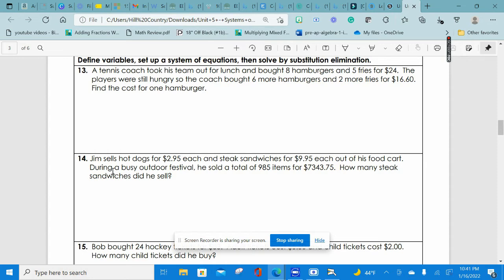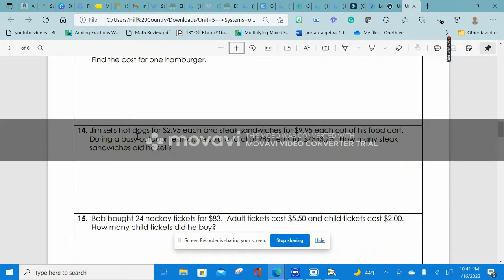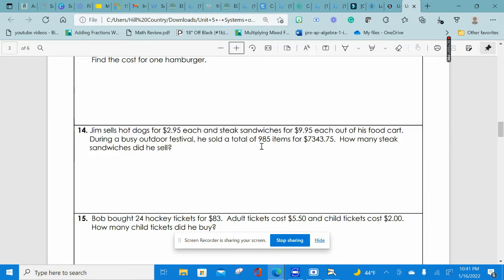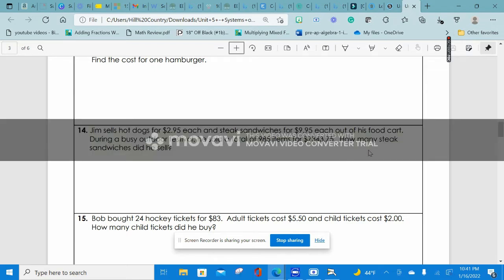Okay, so let's look at 14. Jim sells hot dogs for $2.95 each, and he does steak sandwiches for $9.95 each out of his cart. During a busy outdoor festival, he sold this many items of food. He made $7,343.75, which is awesome. Good for him. How many steak sandwiches did he sell? All right, so let's go to the document camera.